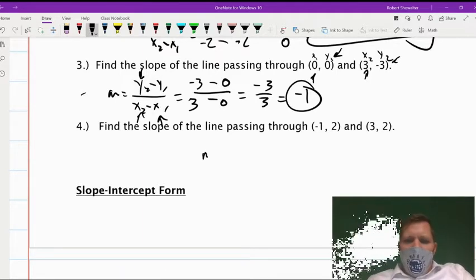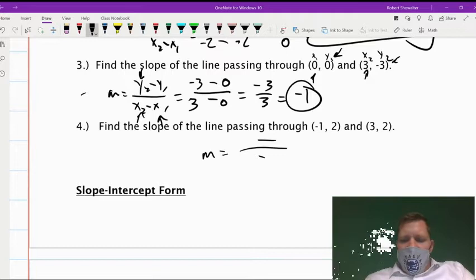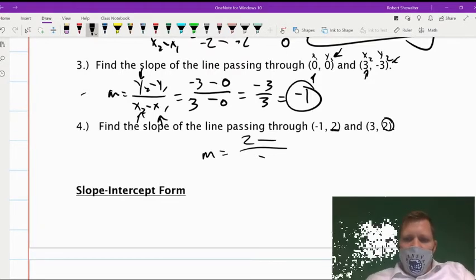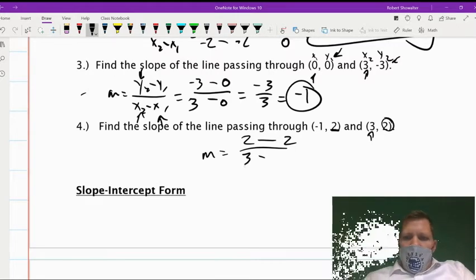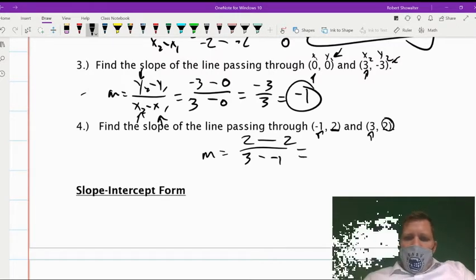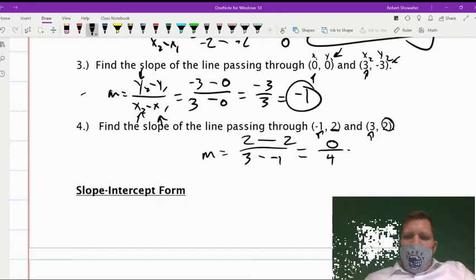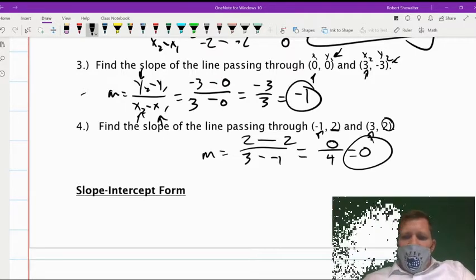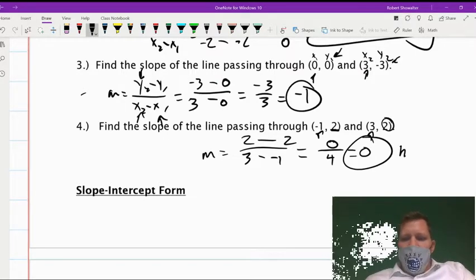Here we go. One more. If you feel like you've got it memorized, you could start here and just go like so. Drop in a negative 1. Then we get 0 over 4. And we get 0. That answer is 0, and that winds up being a horizontal line.